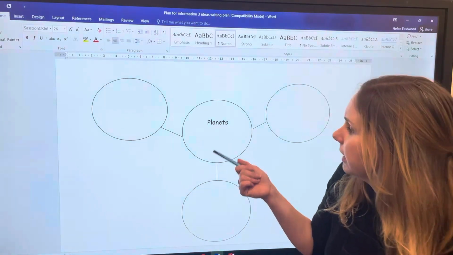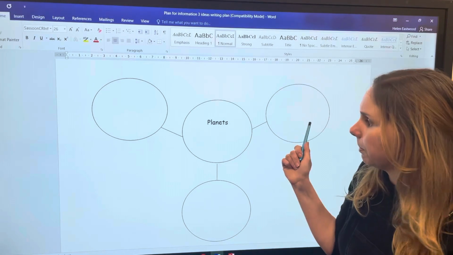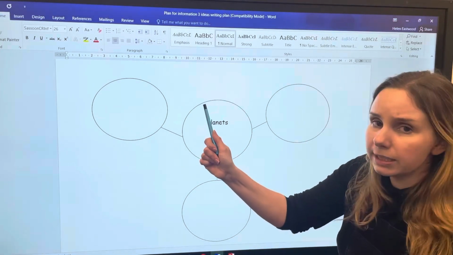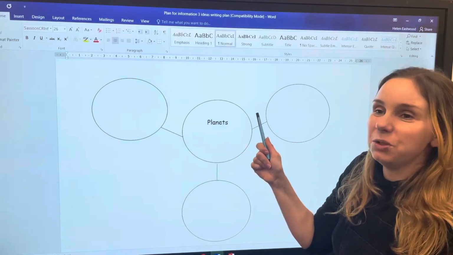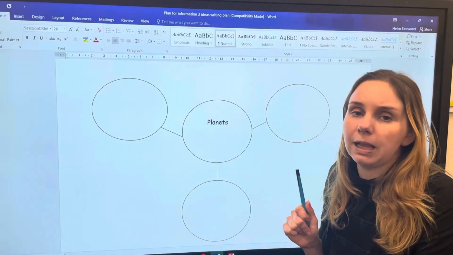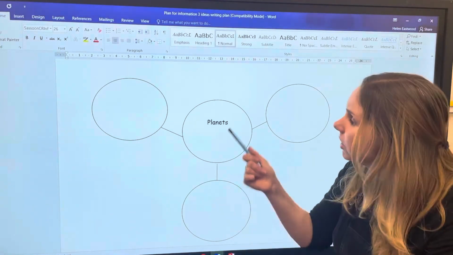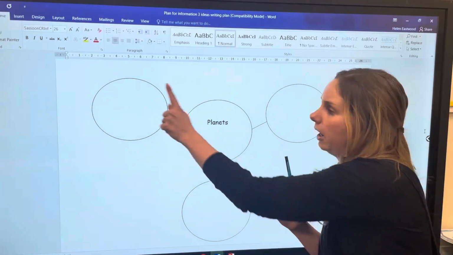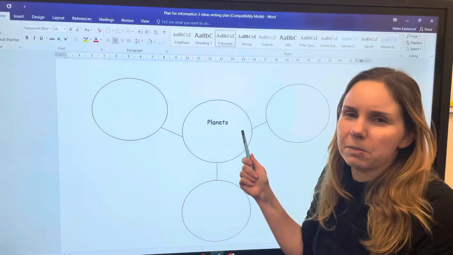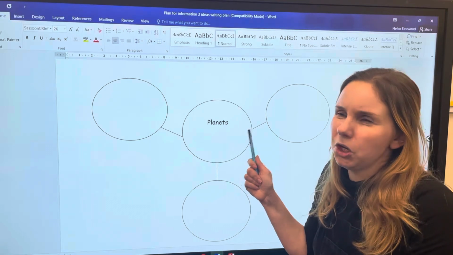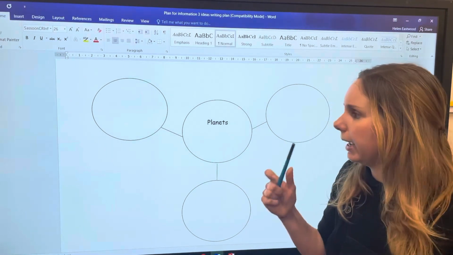Now I've decided that my information page is going to be about planets, so I'm going to write about the different planets. You might decide that you know a lot of information about one planet, and so you might decide, do you know what, I know all about Earth, so I'm just going to call mine Earth, and you write subheadings about Earth. But I'm going to stick with planets, because I don't think I know quite enough just yet about one planet to write a full information page.